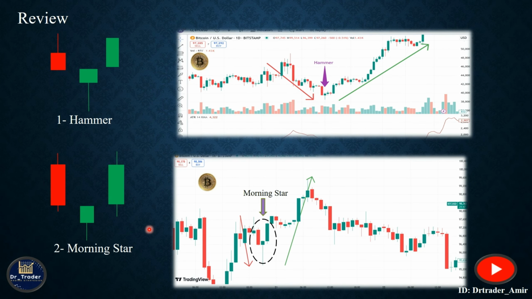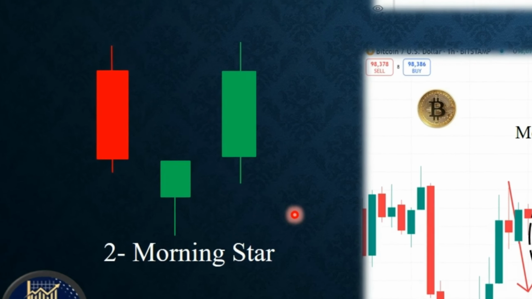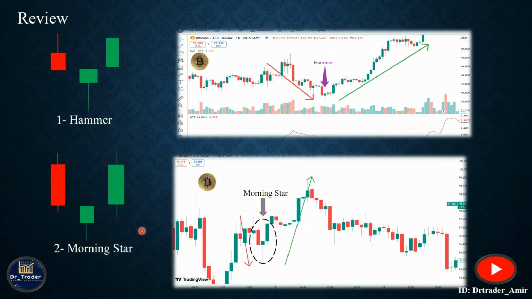And also the second candlestick pattern is the morning star. Morning star is so similar to evening star, but evening stars mostly happen at the end of an uptrend, and morning stars mostly happen at the end of a downtrend. In a morning star, there are three candles. The first candle should be red, and the third candle should be green.